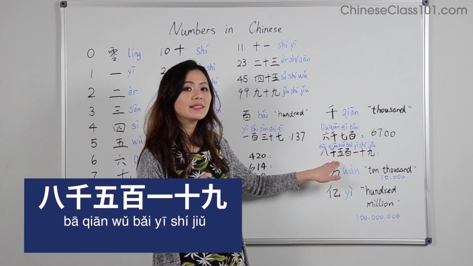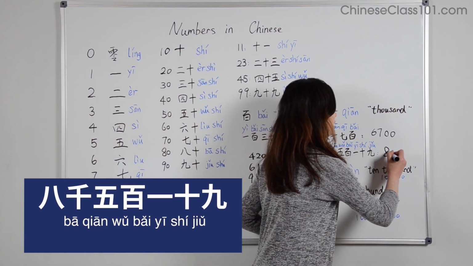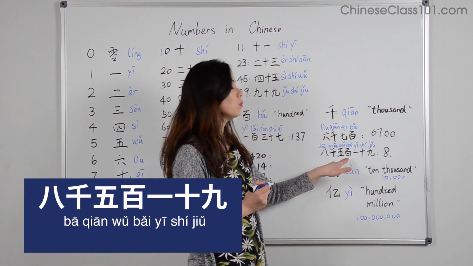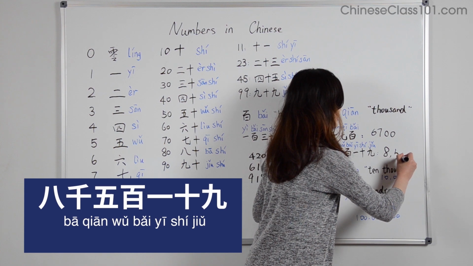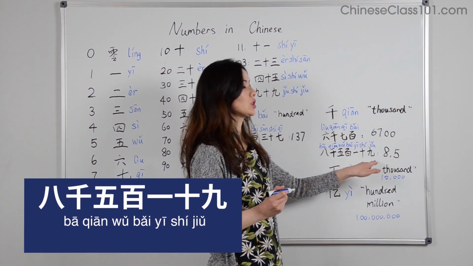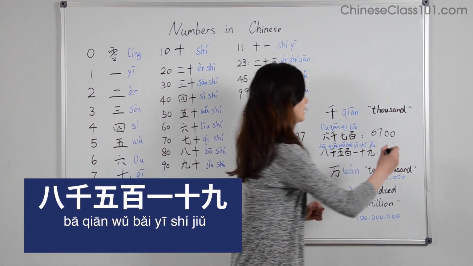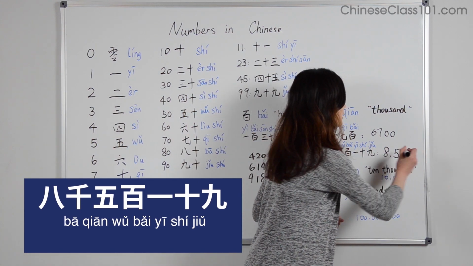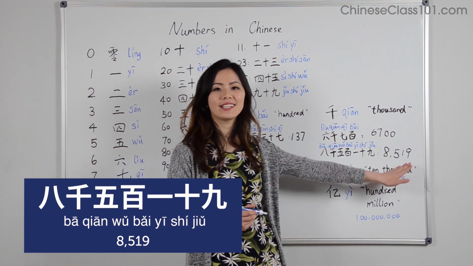8,000, 八千. Let me write it. 8,000. 500, 五百. 500 and 19. In a big number, it is 一十九. 8,519.